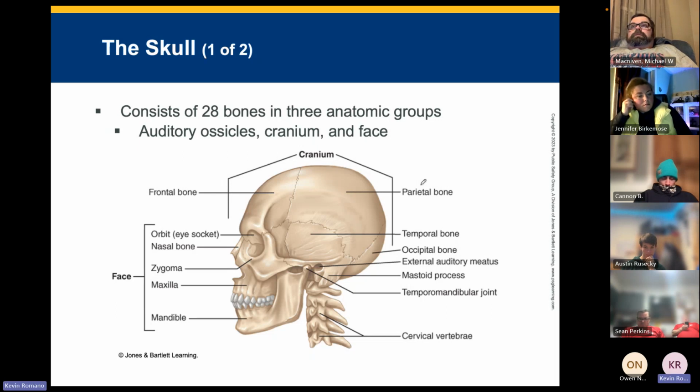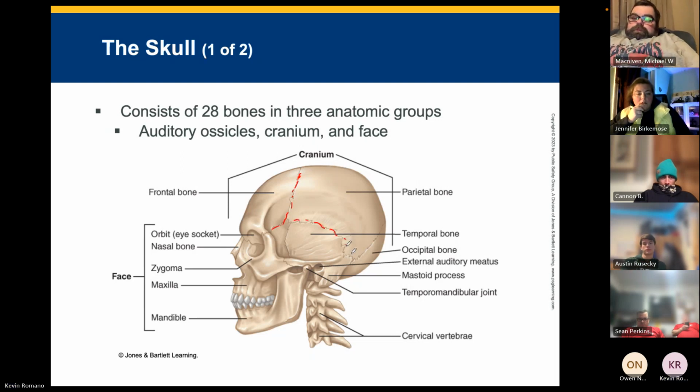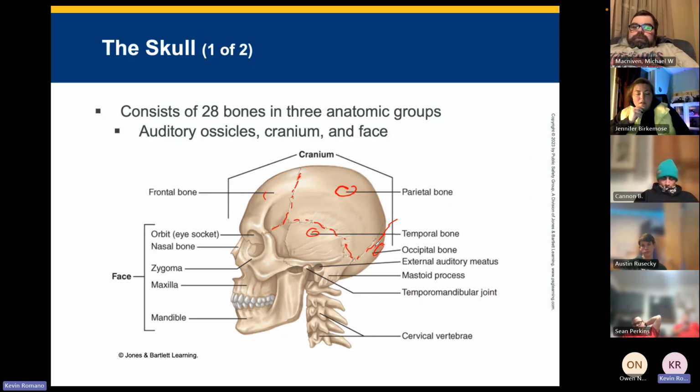So we have, and you guys see the little squiggly lines through here, like that. Those are called sutures. All right. We have our frontal bone here, frontal, temporal, parietal, occipital. As you learn the bones, they're also the same lobes underneath them: parietal lobe, temporal lobe, frontal lobe, occipital lobe.